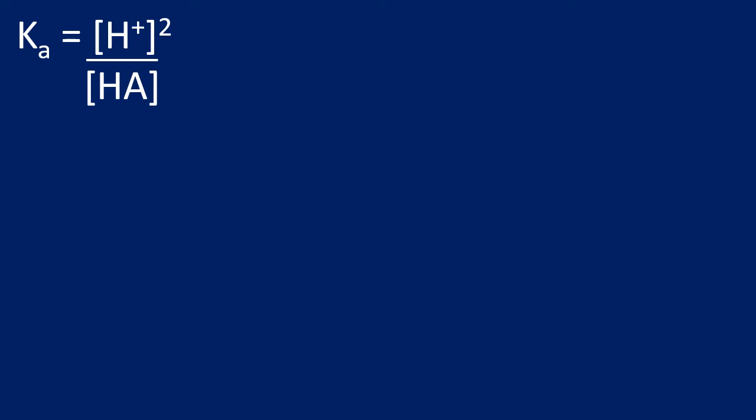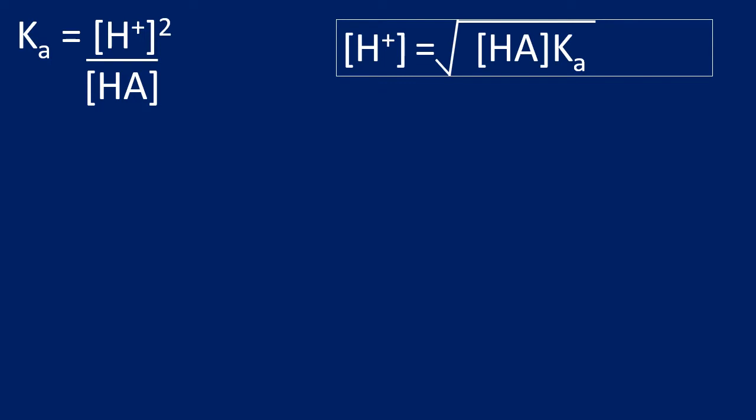So we have an expression for Ka now in terms of H+ squared over HA. That allows us to rearrange it to get H+ concentration is equal to the square root of HA multiplied by Ka. Now in my experience here, people tend to make calculator errors. People seem to think they know what they're doing, but they will make mistakes with the calculator. So it's worth practicing as much as we can.